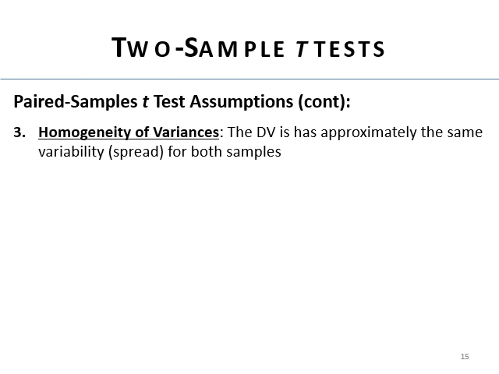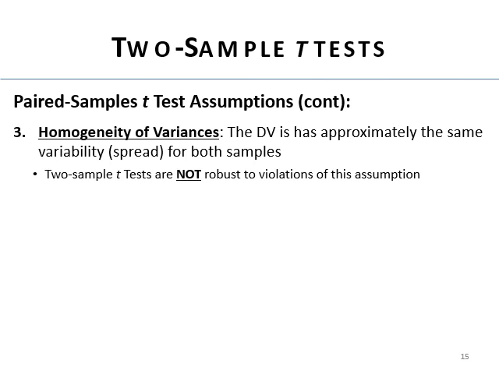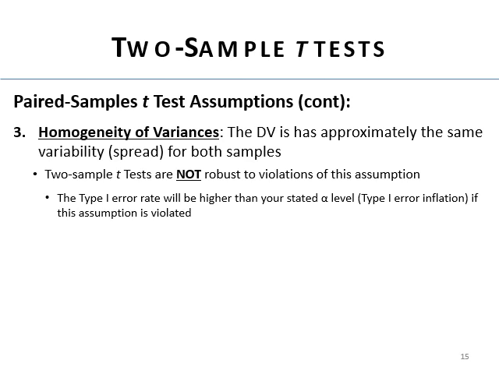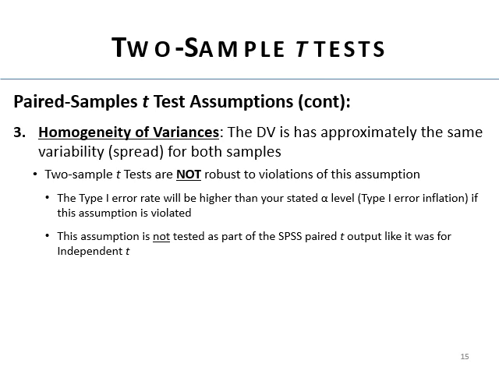So finally, the third assumption is, again, homogeneity of variances. That is that the DV has approximately the same variability for both samples. That is, the life satisfaction scores have about the same spread pre as they did post. That's the assumption. That's homogeneity. So again, two-sample t-tests are not robust to violations of this assumption. The type 1 error rates will be higher than your stated alpha level if this assumption is violated. So again, type 1 error inflation.